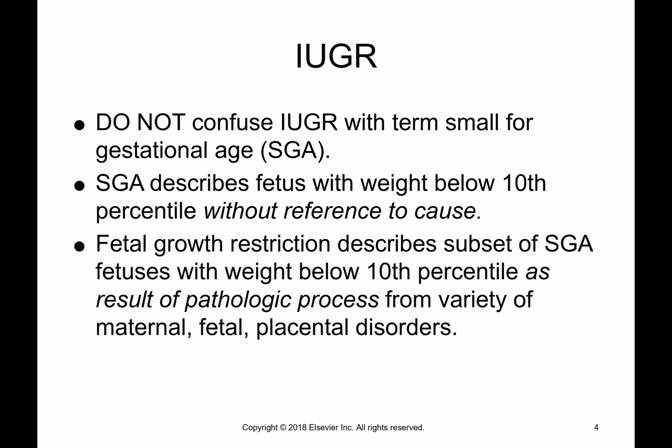Now, this is a huge thing. Do not confuse IUGR with the term small for gestational age. Small for gestational age describes the fetus with a weight below the 10th percentile without reference to cause. We don't know why that baby is small. Fetal growth restriction is described as a subset of SGA with a weight below the 10th percentile from a pathological process. Like we know that this mom has a subchorionic hemorrhage that is causing this baby to be small. So if we don't know, it's SGA. If we do know what's causing it, it's IUGR.